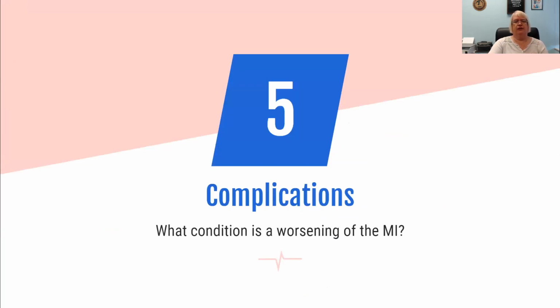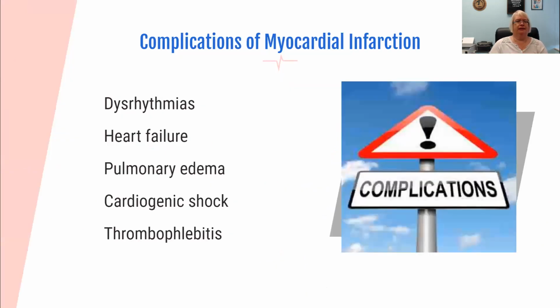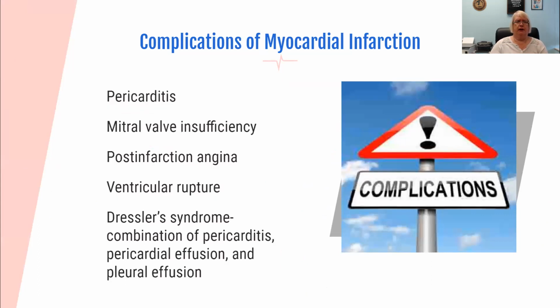What are the complications? What condition is worsening of an MI? It would be dysrhythmia. If they get heart failure, pulmonary edema, cardiogenic shock, thrombophlebitis, pericarditis, mitral valve insufficiency, post-infarction angina, ventricular rupture, or Dressler's syndrome, a combination of pericarditis, pericardial effusion, and pleural effusion. These complications, I will talk about in future videos.